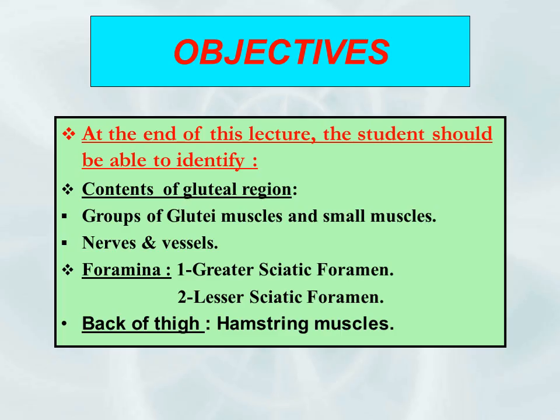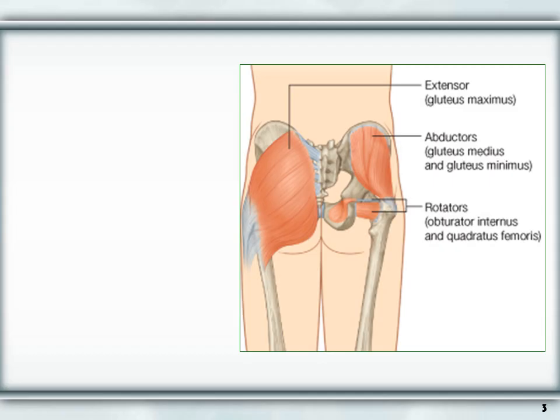After that, we want to know about the foramen: the greater sciatic foramen and the lesser sciatic foramen. The back of the thigh contains the hamstring muscles. The posterior gluteal region includes the extensor gluteus maximus, the abductor gluteus medius, and the rotators.